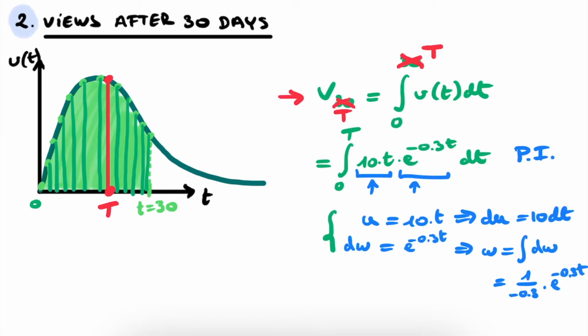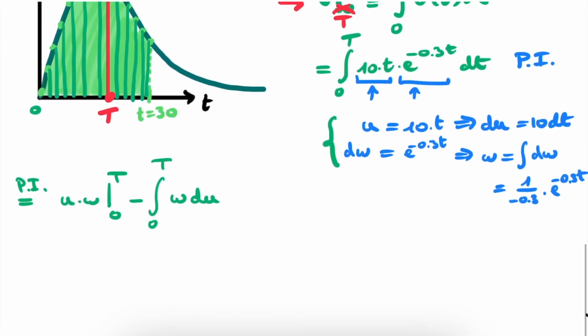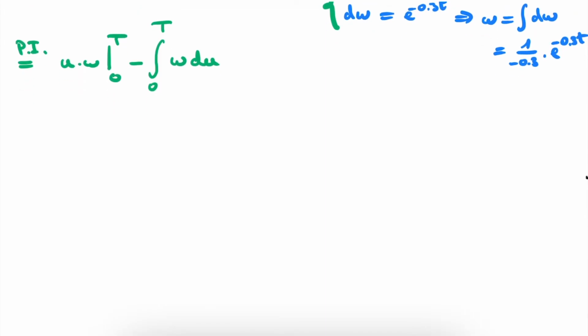And now that we have all of these four parts, we can simply fill this in the formula of partial integration. And if you're not familiar with partial integration, I gladly refer you to my video where I specifically solve exercises on partial integration. So we get the following. We get u multiplied by w, filled in the boundaries 0 and capital T, minus the integral within these same boundaries of the function w times du. And knowing all of these four quantities, we can simply fill this right in and calculate our integral.